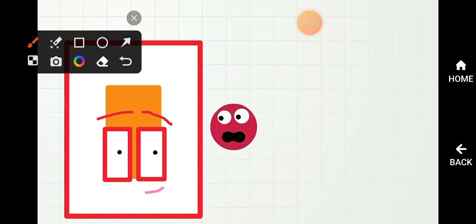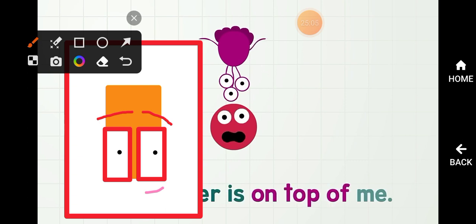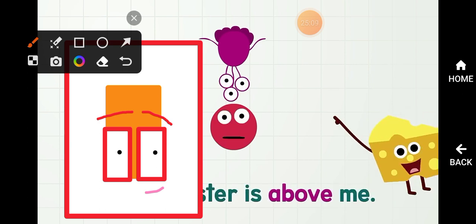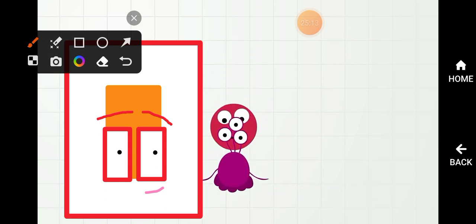Hey, monster, what are you doing? Oh, look, the monster is upside down. It's still the same monster, though. Okay, upside down monster. Where are you? Oh, look, now where is the monster? The monster is on top of me. Or we can also say the monster is above me. Above you. Oh, good, you are right side up again.